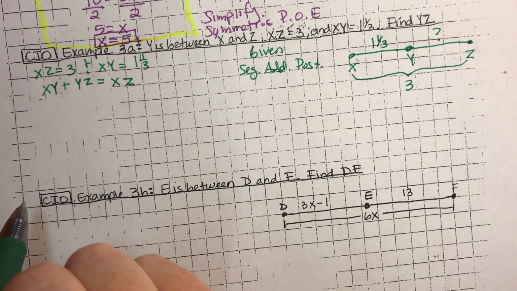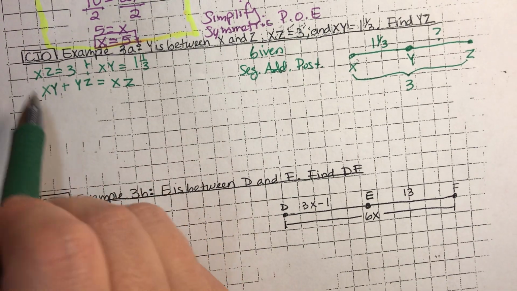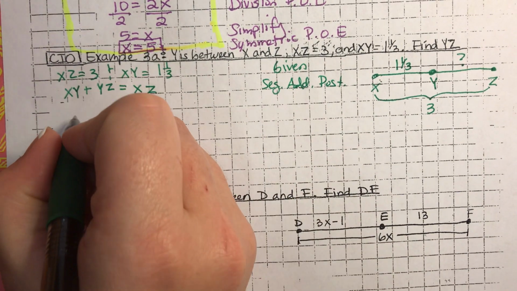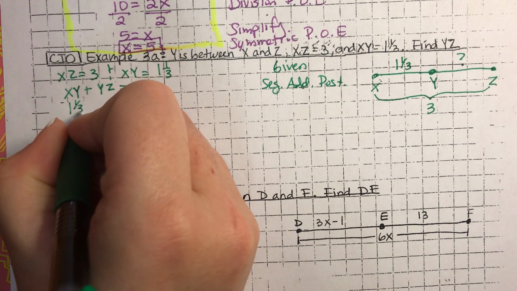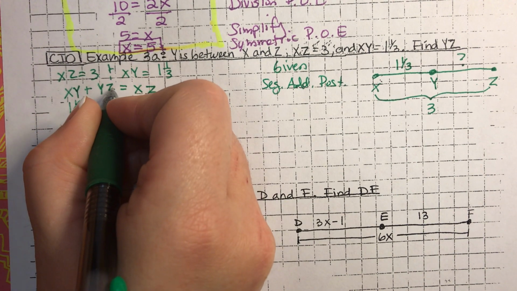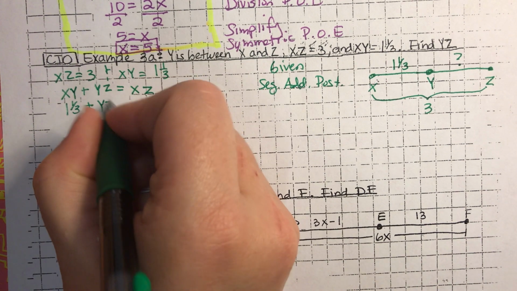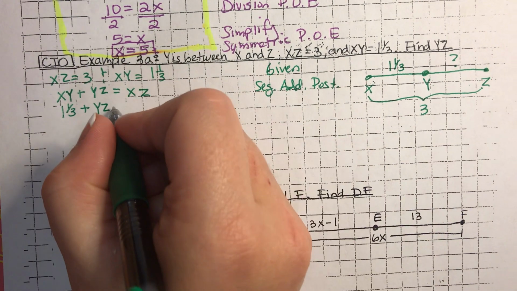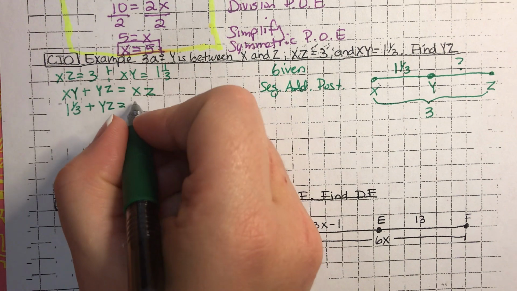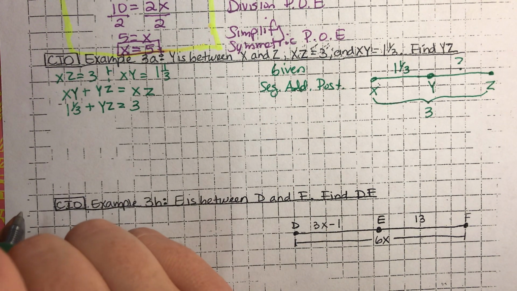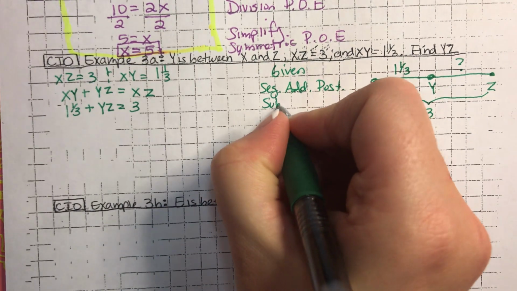Then from here, we're going to substitute those given values in. So for xy, that is 1 1/3 plus yz. Oh, we don't know yz, so we just write yz. That's talking about the distance of that segment. Equals xz, which is 3. All right, perfect. And we just substituted, so that's substitution.